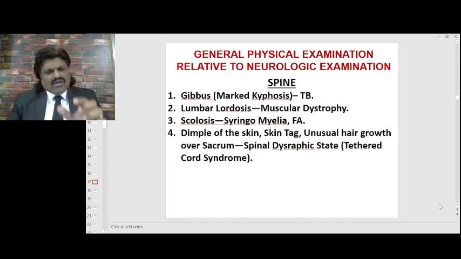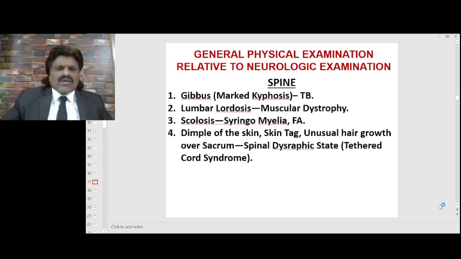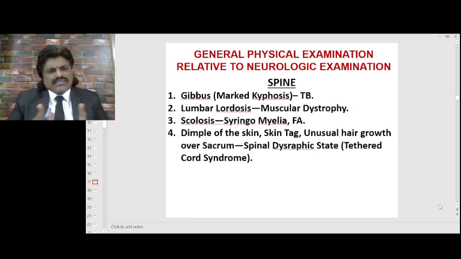Then we have to look at the spine. If there is marked kyphosis, what we call a gibbus, it is suggestive of tuberculosis. If there is lumbar lordosis with protrusion of the abdomen, we have to suspect muscular dystrophy. If there is scoliosis, it could be Friedreich's ataxia or syringomyelia. If there is a dimple, skin tag, or unusual hair growth over the sacrum, then we have to suspect a spinal dysraphic state like tethered cord syndrome. It is a neural tube defect wherein the posterior pore does not close at the appropriate time in the fetus, and therefore we have these manifestations.